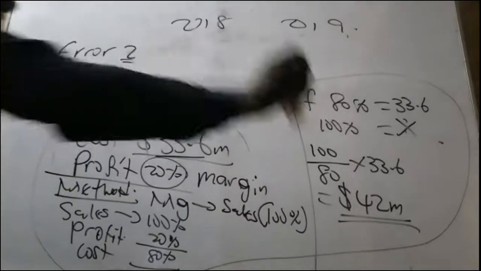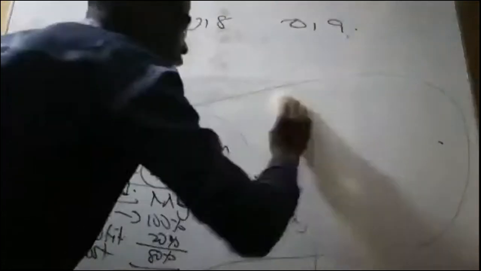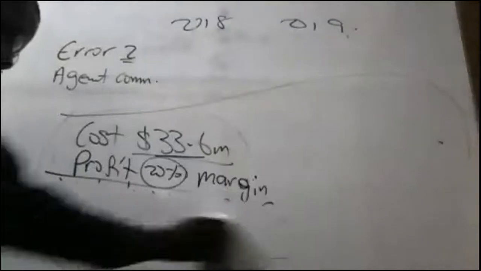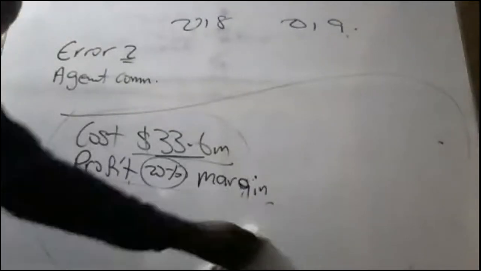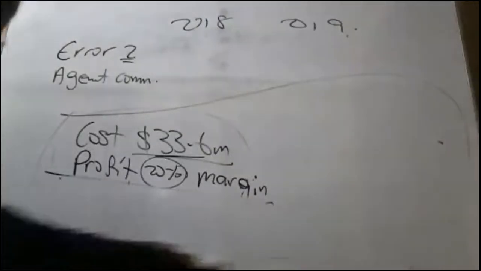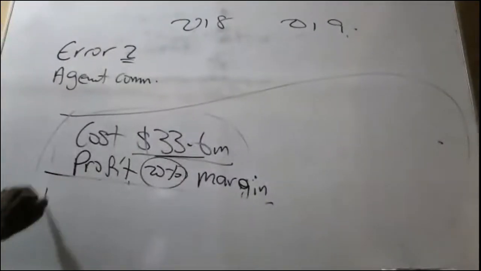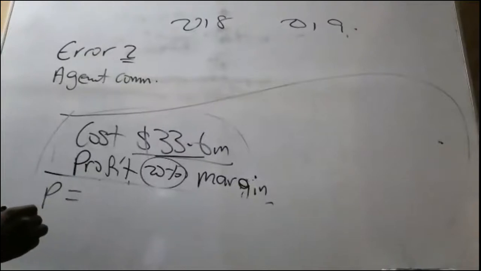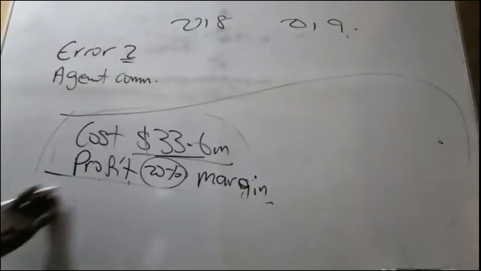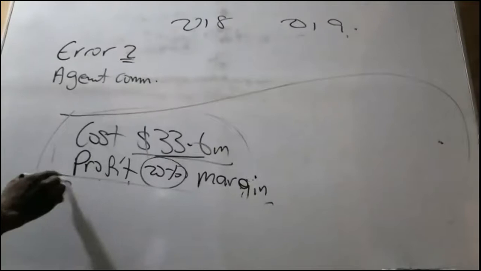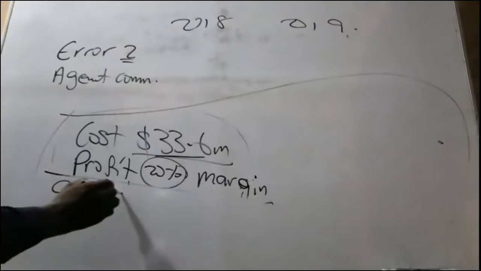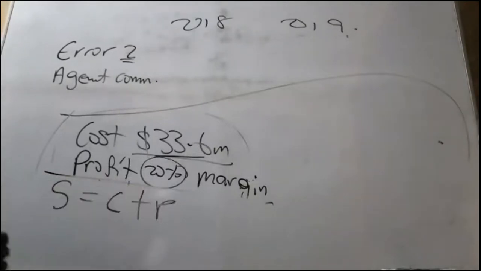Let me just use one more. Another method. Let's go to elementary. Elementary means at the basic education. How do you find profit? We say profit is equal to, or how do you find selling price? So let's start like this. Selling price is equal to my cost plus what? My profit. That's all. Write this.